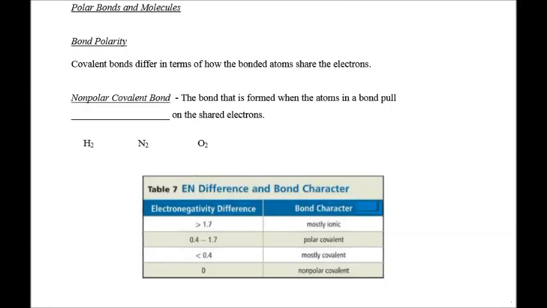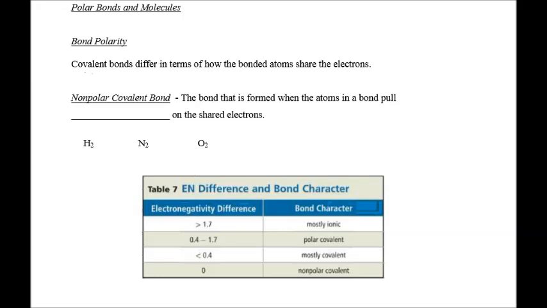This is Chapter 8, Lecture number 4. It's our last major concept. It's dealing with the words polar and nonpolar, and how they relate to a bond and to a molecule. When we talk about a polar or nonpolar bond, we're talking about within a molecule.